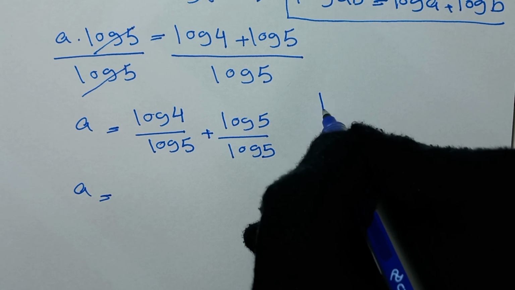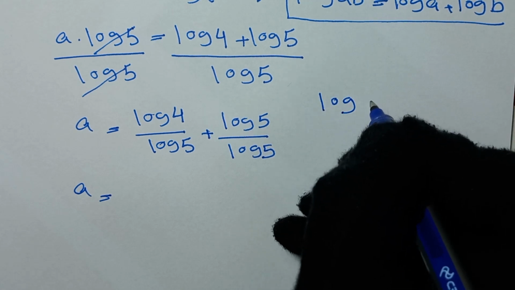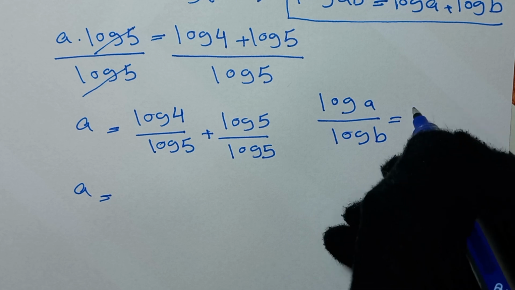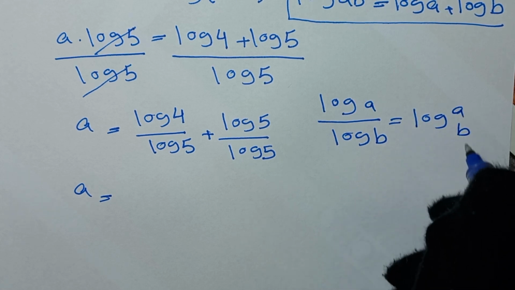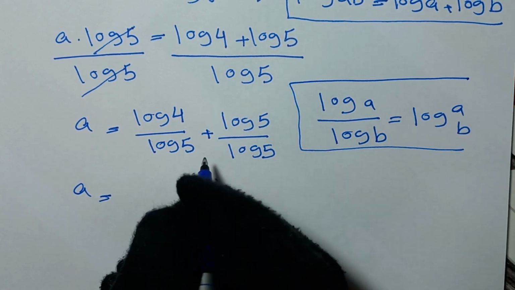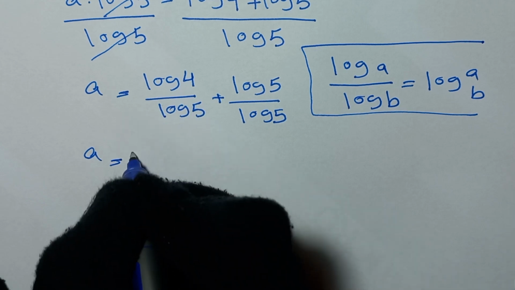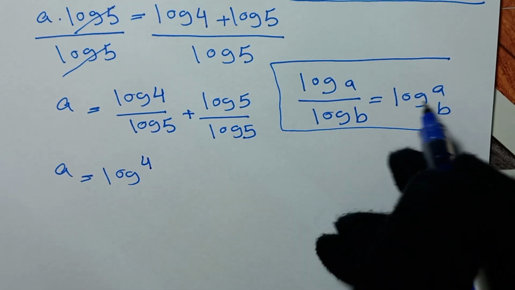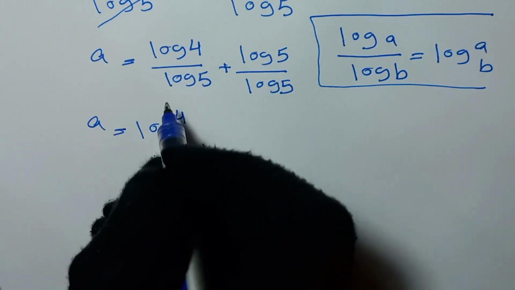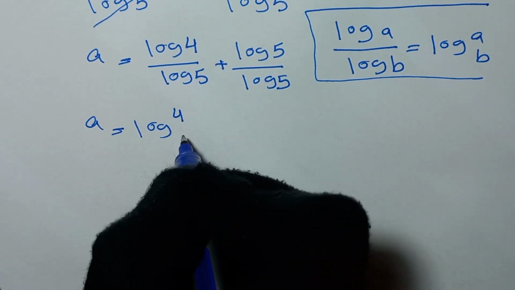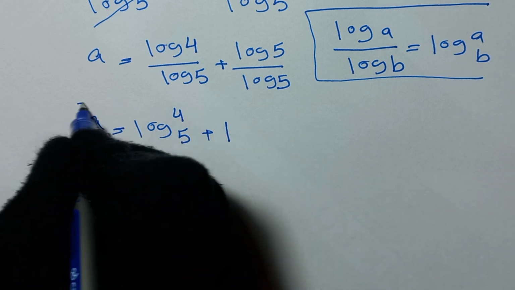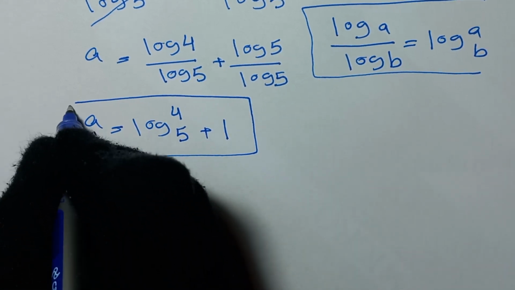Here, if we have log of a over log of b, this is equal to log of a to base b, right? So this is equal to log of 4 to base 5 plus 1. So, this is our answer for a.